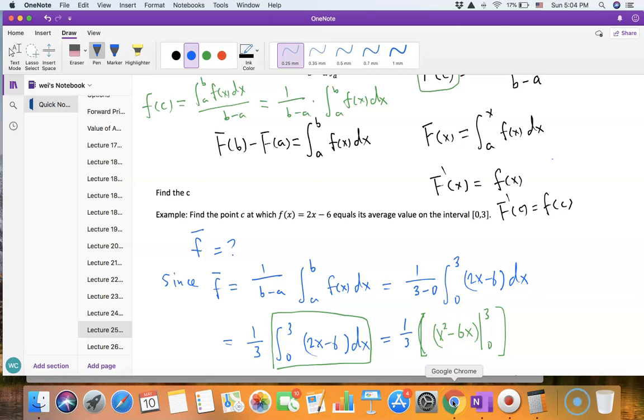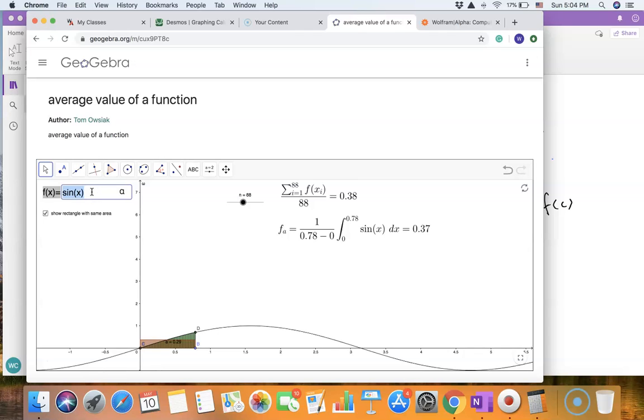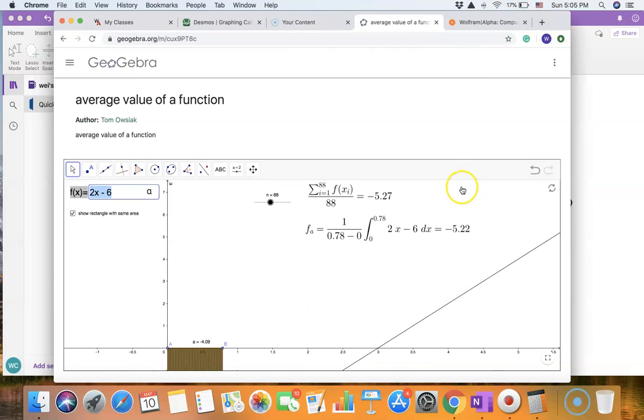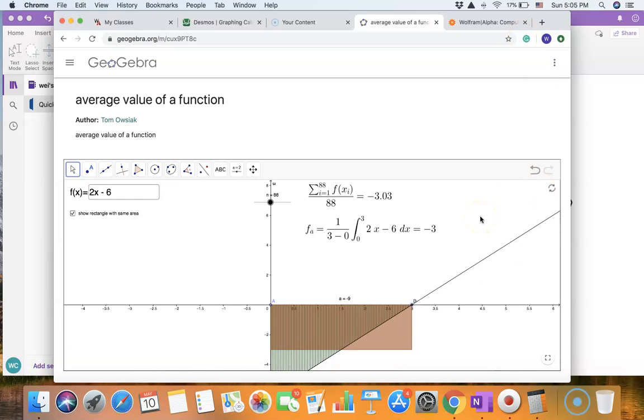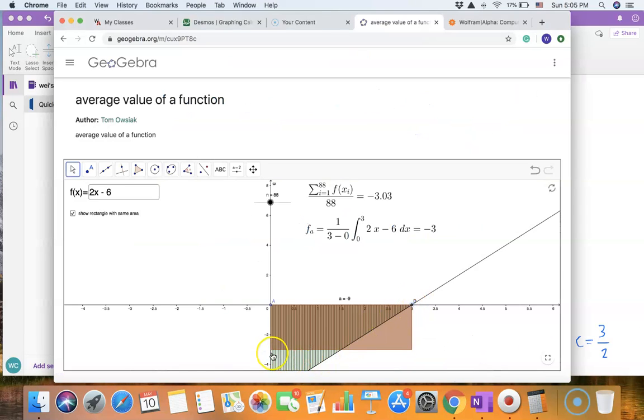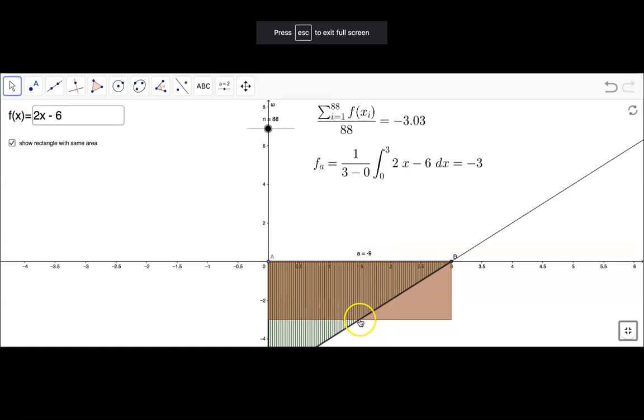Okay. Let's verify this result using this same software. So now my function is 2x minus 6, and the interval is from 0 to 3. Okay. So we can see that the average value is negative 3, just like what we found here. And so when x equals this number, the function value equals negative 3, and this number is 1.5, which is 3 over 2.